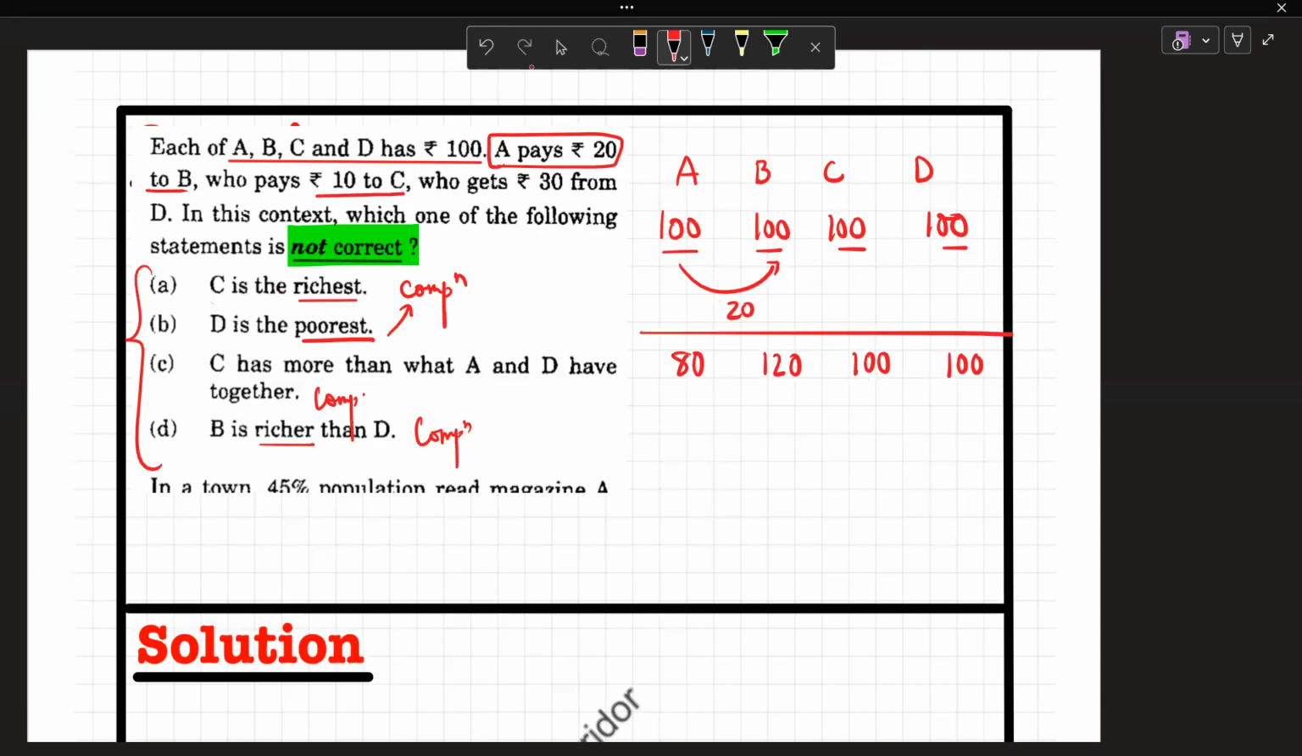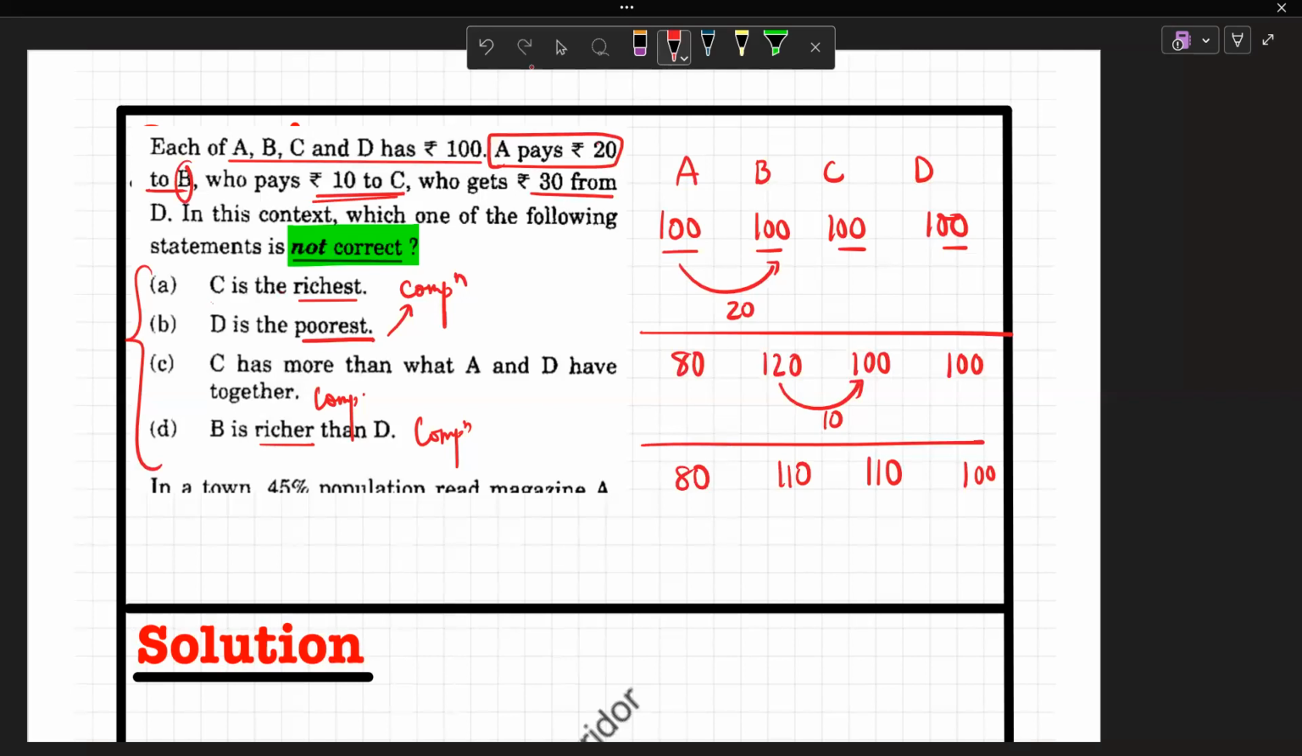Who pays rupees 10 to C? Who is that? That is B. Read the statement: A pays rupees 20 to B. Who pays rupees 10 to C? Now B will pay rupees 10 to C. So what will be the final calculation right now? 80. Now 10 rupees went from here to here. That means 110. This will be 110 and this will be 100.